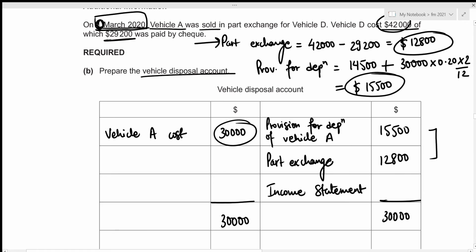In order to figure out the value of the loss to be recorded on the income statement, we just need to subtract these values from the total. That's 30,000 minus 15,500 minus 12,800, which results in the loss on the disposal of vehicle A to be 1,700. Alright, this concludes the vehicle disposal account. Now we can move towards the third part.